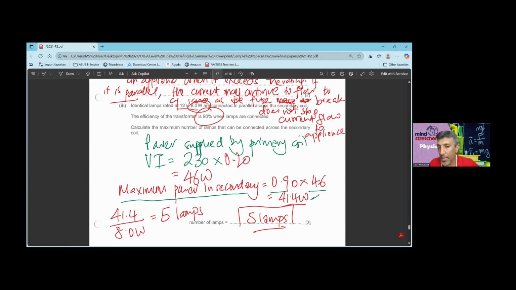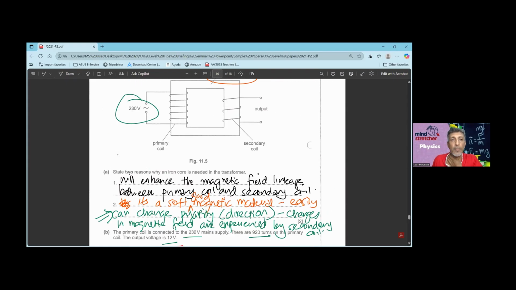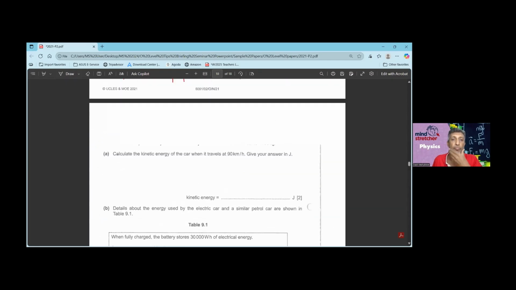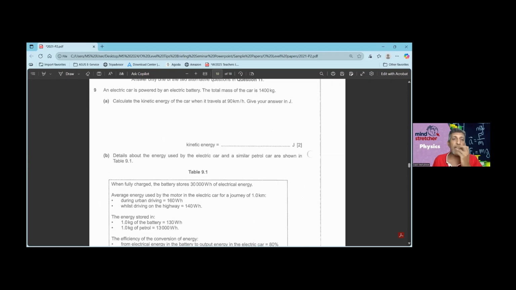Okay, we go to the data analysis question, everyone. Everyone start reading the data analysis question. That's our last question here. An electric car is powered by an electric battery. Total mass of the car is 1,400. They ask what's the kinetic energy in joules. Now, remember the given speed is 90 kilometers per hour.